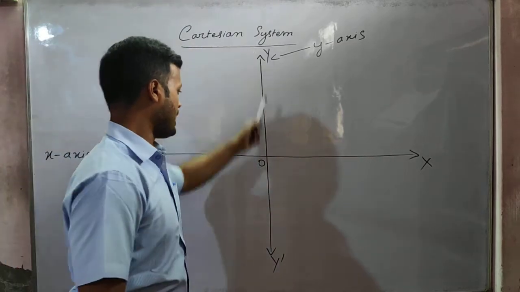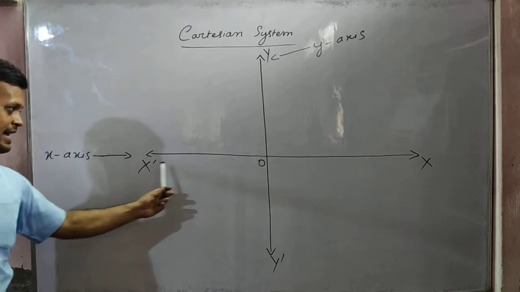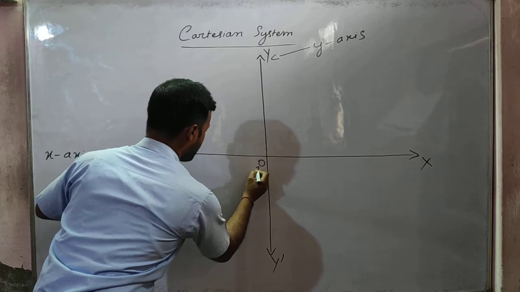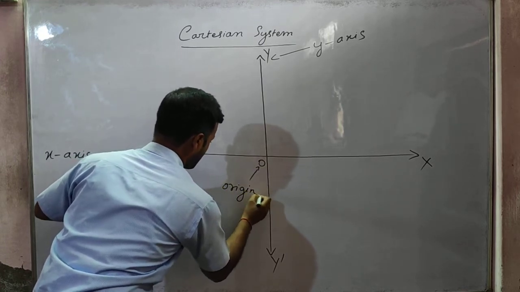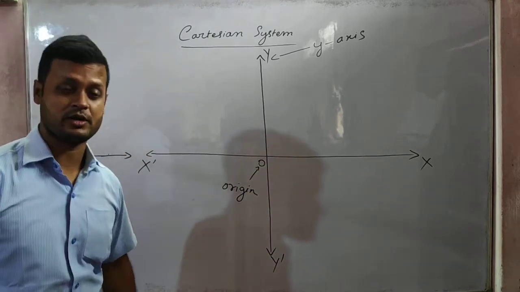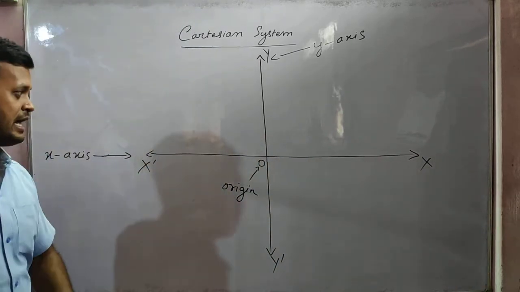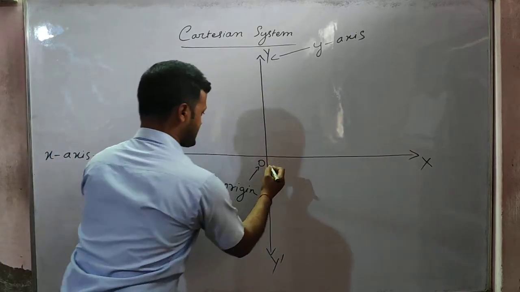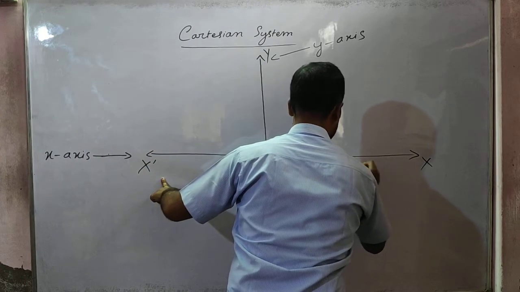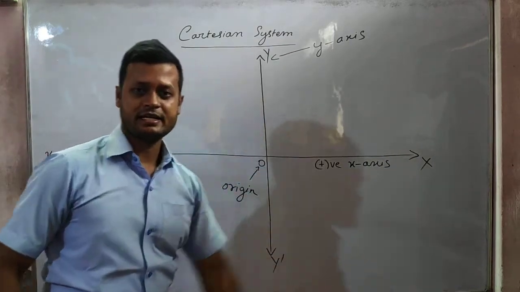The x-axis and y-axis meet at the point O. Okay, students, this is the x-axis and this is the y-axis. Both the axes meet at the point O, and this point O is called the origin. Like we mentioned, the reference point, this O, the origin, is the reference point. From the origin towards the right side, this part of the x-axis is called the positive x-axis.